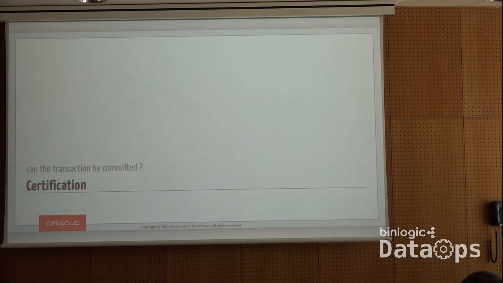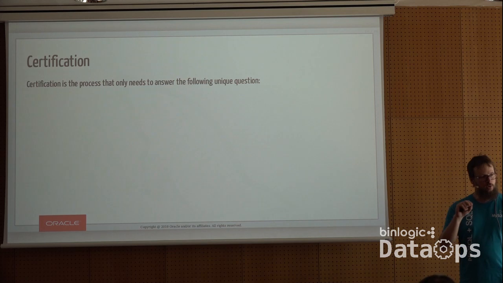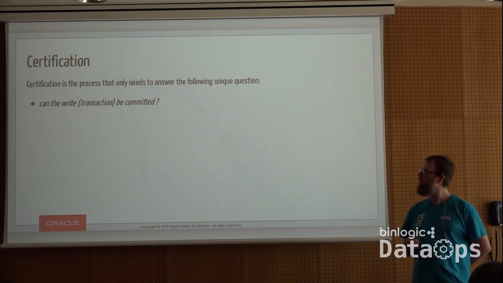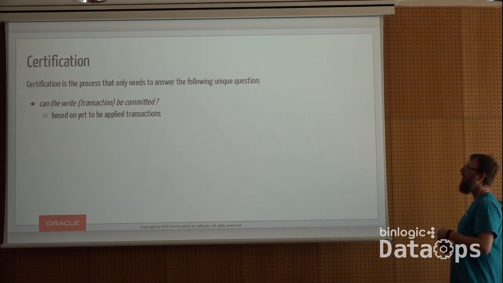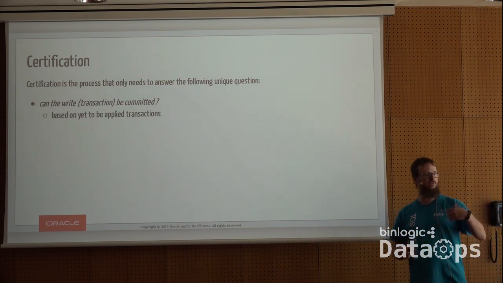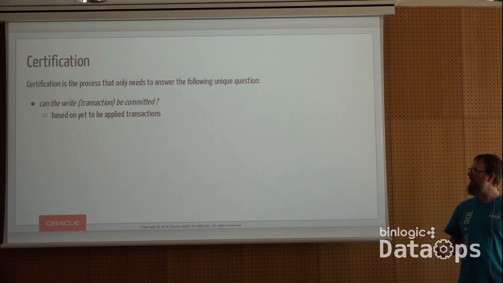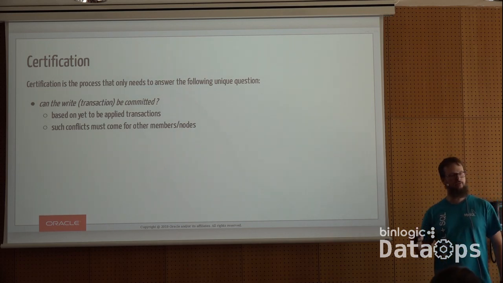Another chapter of the magic is certification, right? Certification only has to answer one single question. And this single question is: can the write, the transaction I'm doing, be committed locally or not? If I can do it, then it will pass. If not, it will have to roll back. So we check all the applied transactions that we have, and everything that we have in the queue, to see if there are conflicts, and these conflicts come only from the other nodes.